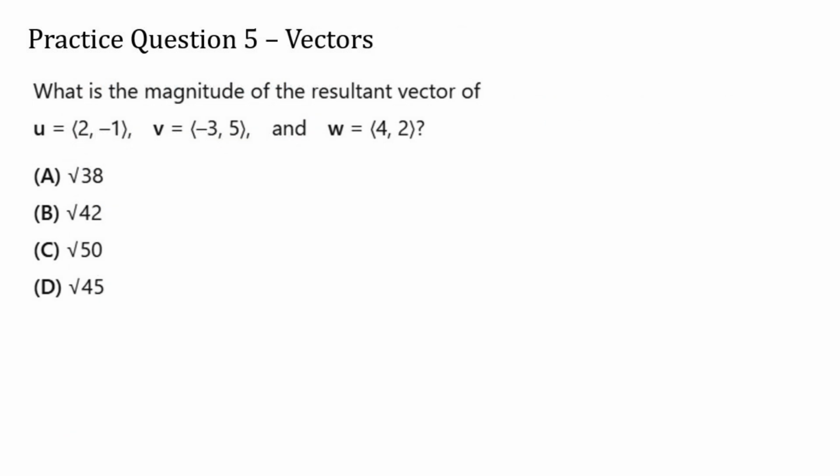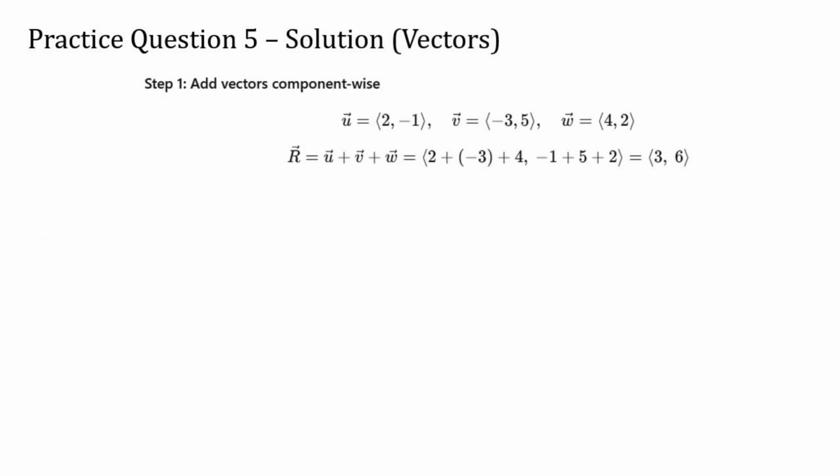Practice question 5. What is the magnitude of the resultant vector of the following three vectors? Each vector only contains x and y components. First, we add the three vectors component by component. That means we combine all the x values from the three vectors, and then we combine all the y values.